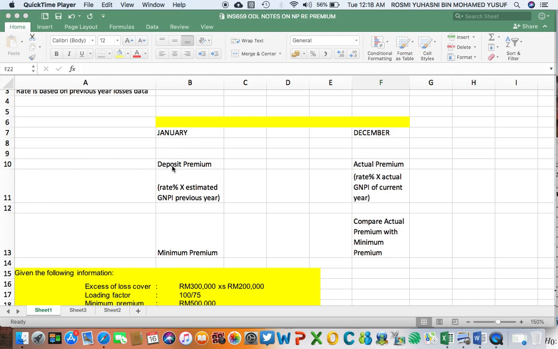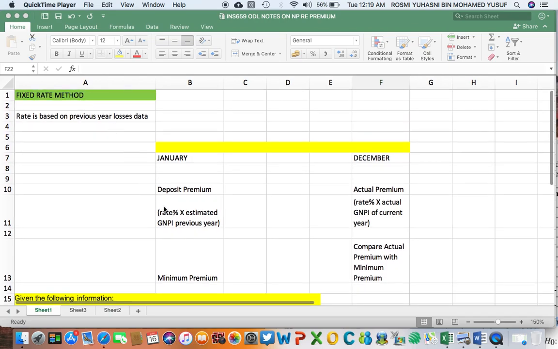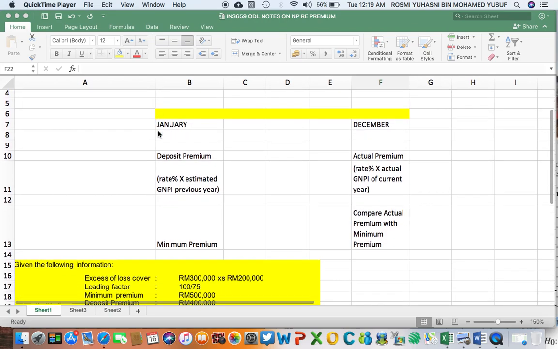In order to find the deposit premium, you need to find the rate times the estimated GNPI from the previous year. Once you have the rate and the estimated GNPI from the previous year, you will be able to find the deposit premium. Also, under the fixed rate method, at the beginning of the year, the insurer is also required to set a minimum premium.